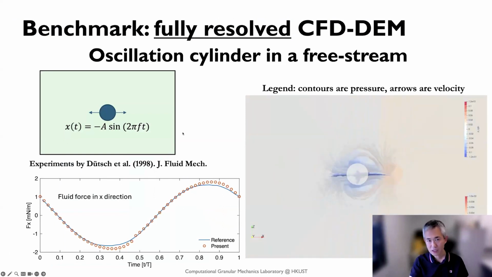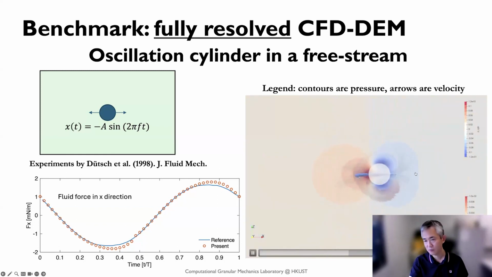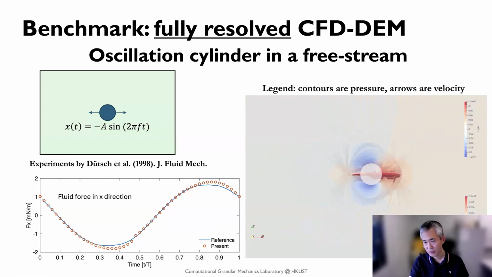This is another benchmark for the fully resolved, where we have a single cylinder of balls that we oscillate in a fluid, and there are some experimental tests that have been done, so we can use the fully resolved approach to see the impact on force. This is the match of force, and also the simulation results. As it moves from left to right, in front of it you have a higher pressure, and behind it a lower pressure zone is generated. This can switch and do the same in the different direction here.